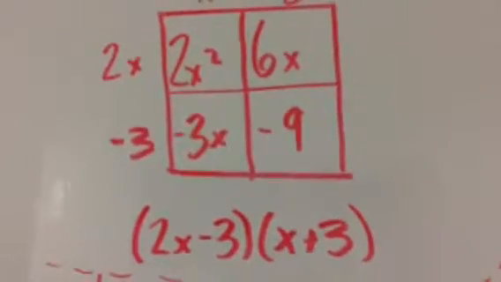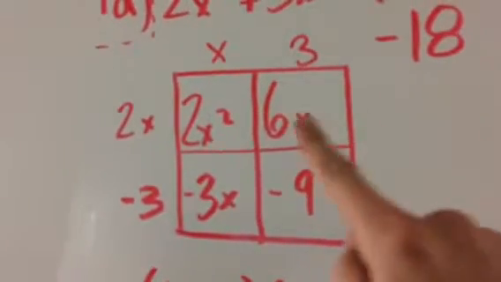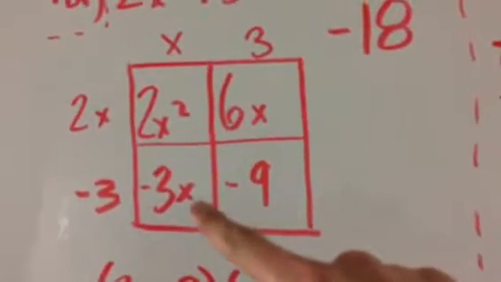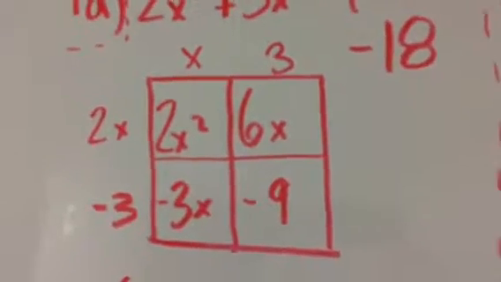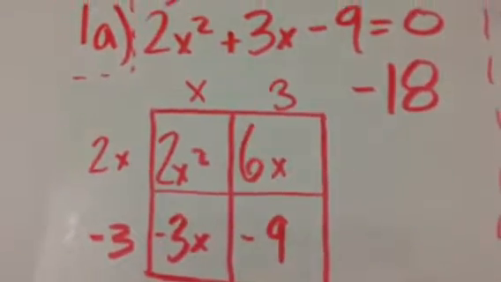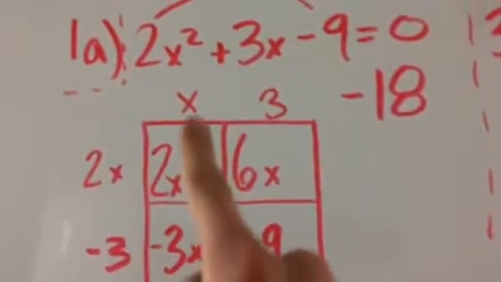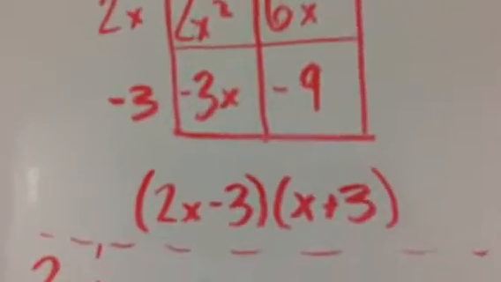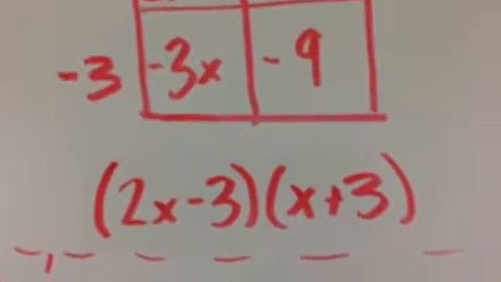Then I found the greatest common factor between those. So 2x squared plus 6x plus negative 3x is negative 9. I found the greatest common factor here is x, here is 2x, here is negative 3, and here is 3. I put this together to get the factored form, so it's (2x minus 3)(x plus 3).